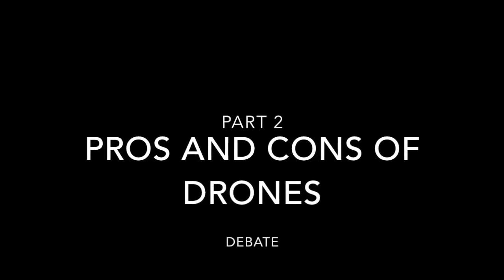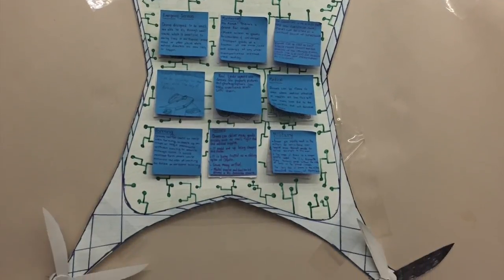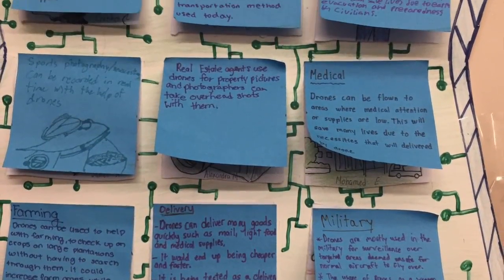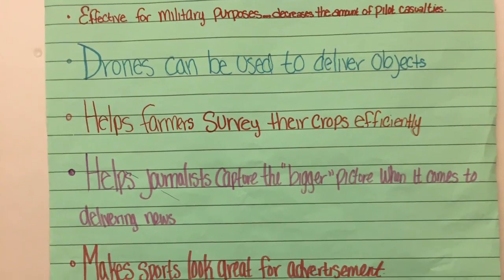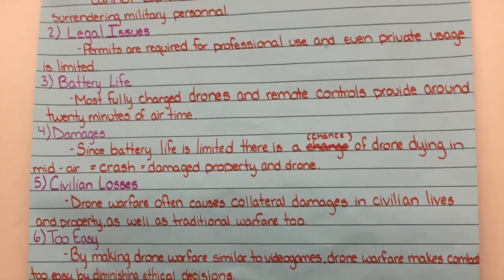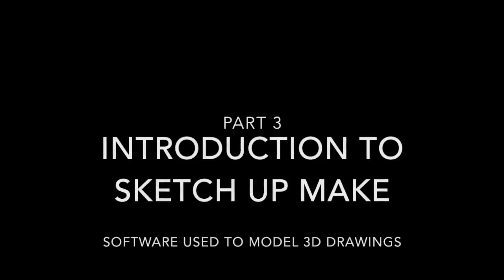Part 2 is pros and cons of the drone, which we all worked on in class. It was a project that we had to do. Some pros were medical, military, delivery, and farming, in that drones can be used to deliver objects and help farmers. There's also cons of drones, which is battery life, damages, civilian losses, and insurance.